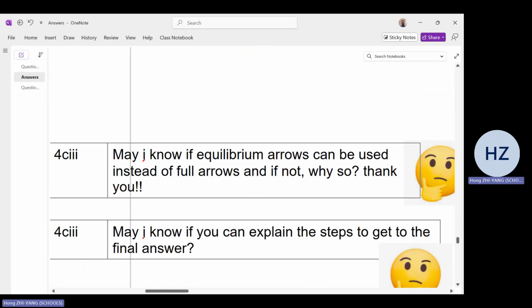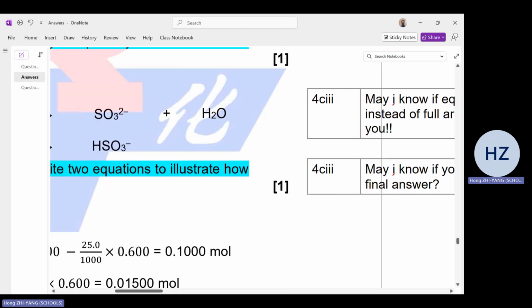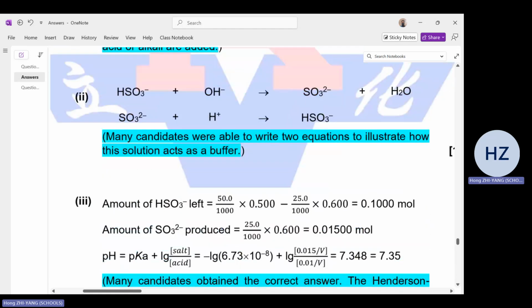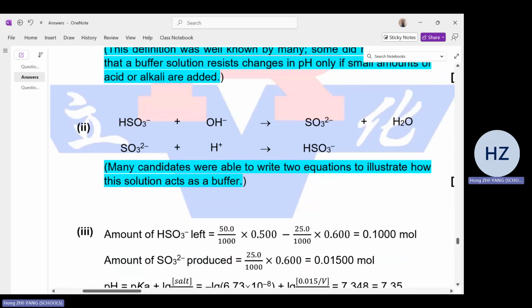4C part 3. Well, I have a lot of question marks here already. I'm just wondering whether you have read your notes. I got a slight suspicion. 4C part 3 is about buffer. Is it buffer? I think it's this one. Yeah, part 3 has no equation. So I think it's this one.